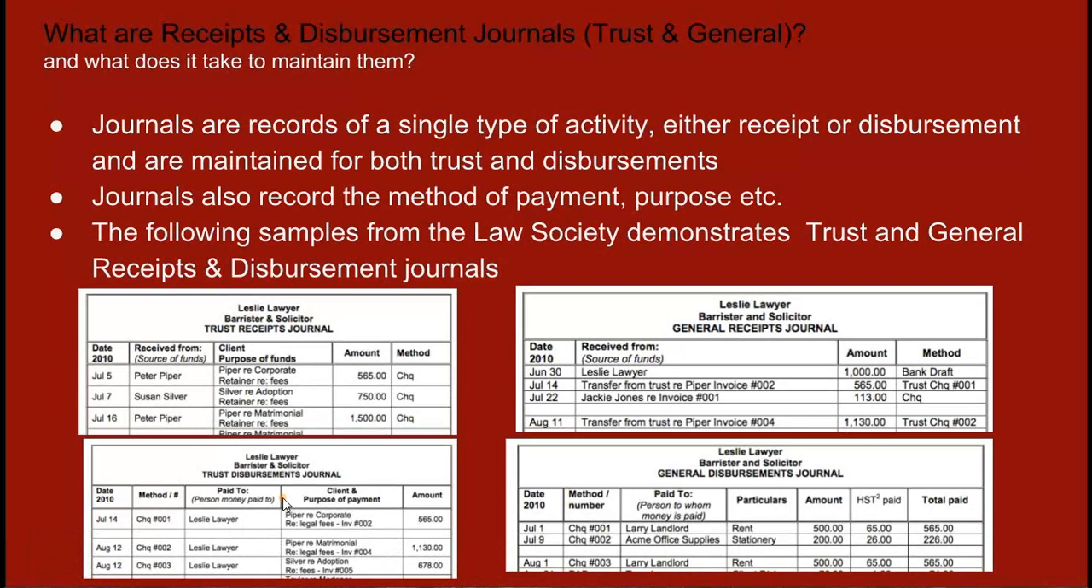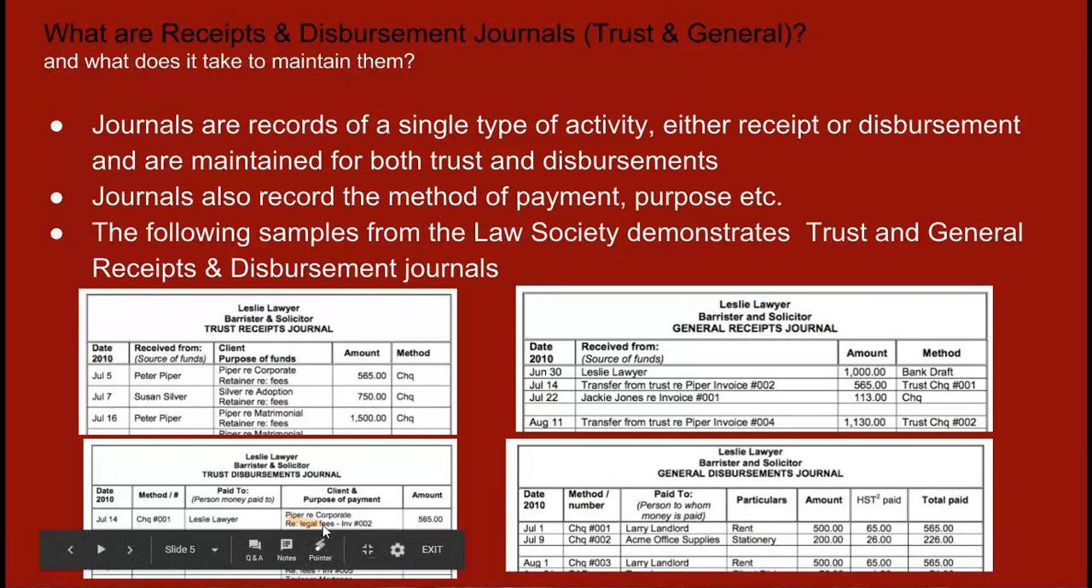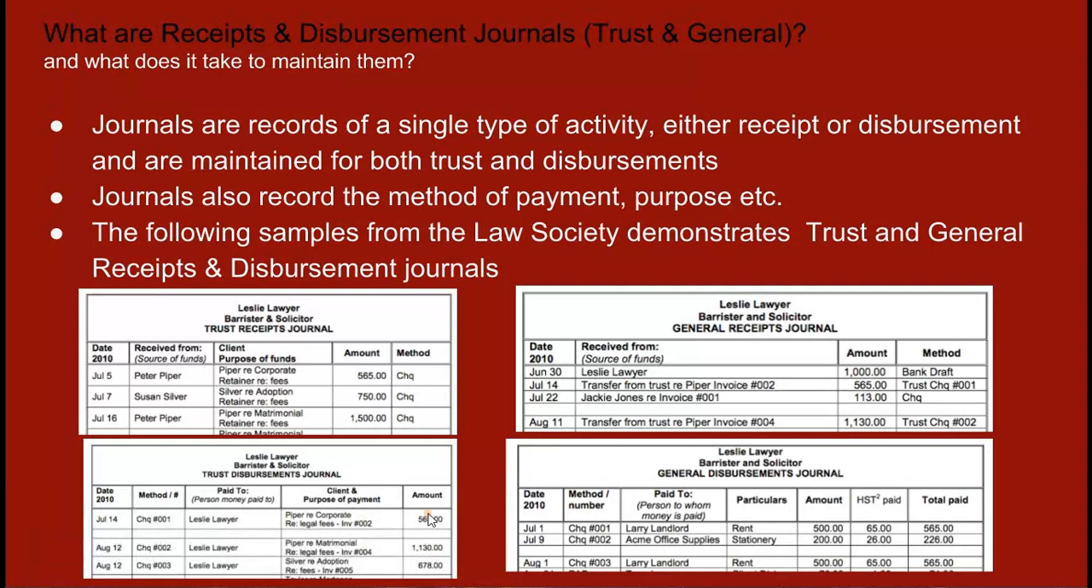And the purpose of payment. Okay? And if you can add the client information, even better. It was paid by Mr. Piper for the corporate legal fees, as outlined in the invoice 002, and the amount was 565. So if we look at our previous example, there's a payment that was made, and we're just looking at why that was made and the amount.